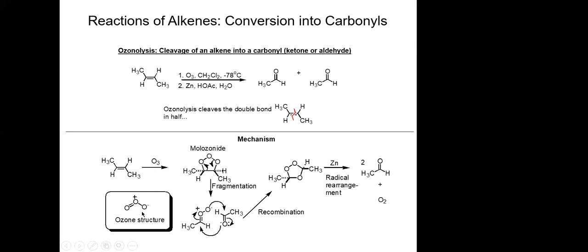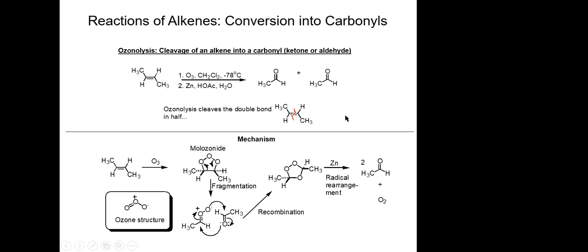Your O3 is going to add across the double bond, and you end up with a malozonide. And then that part breaks down, so you get a fragmentation. You can see the arrows in there. So this is going to fragment like so, and you end up with two fragments that look like this. Then they recombine to give you this intermediate.